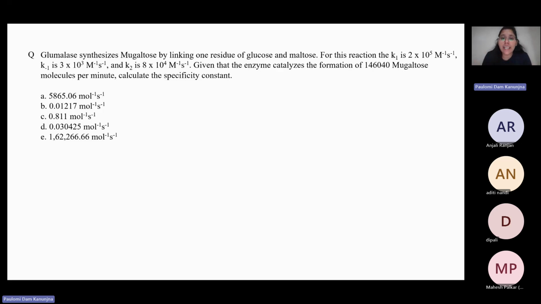Then you are given that the enzyme catalyzes formation of 146040 mu galactose molecules per minute. You have to calculate the specificity constant. So you need to remember what exactly we calculate, what is the formula for specificity constant. We did specificity constant in the previous session, so you can try to remember that and solve this. It will be a good recap for all the topics that we did in the previous class.